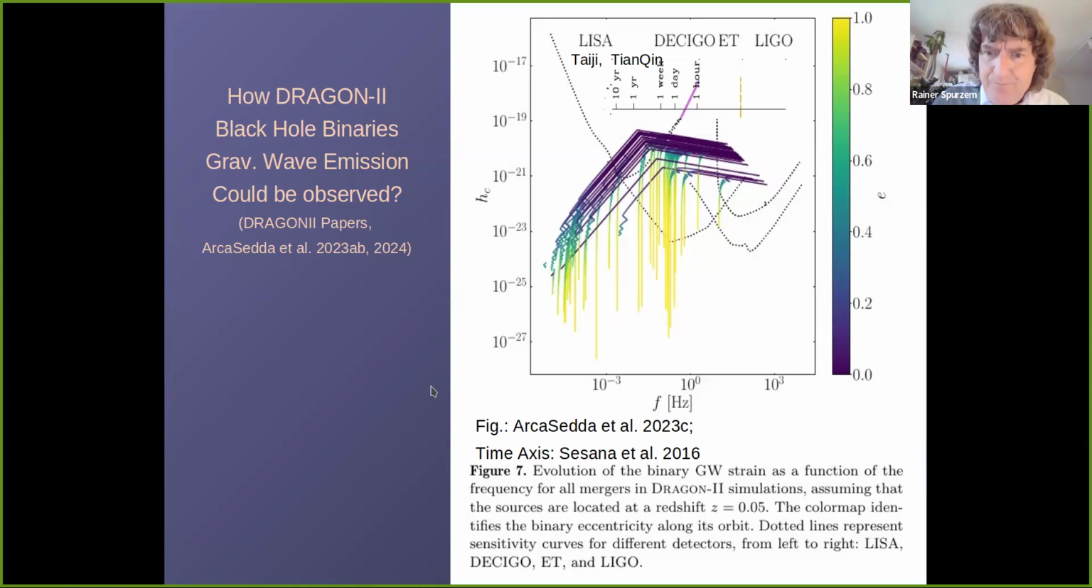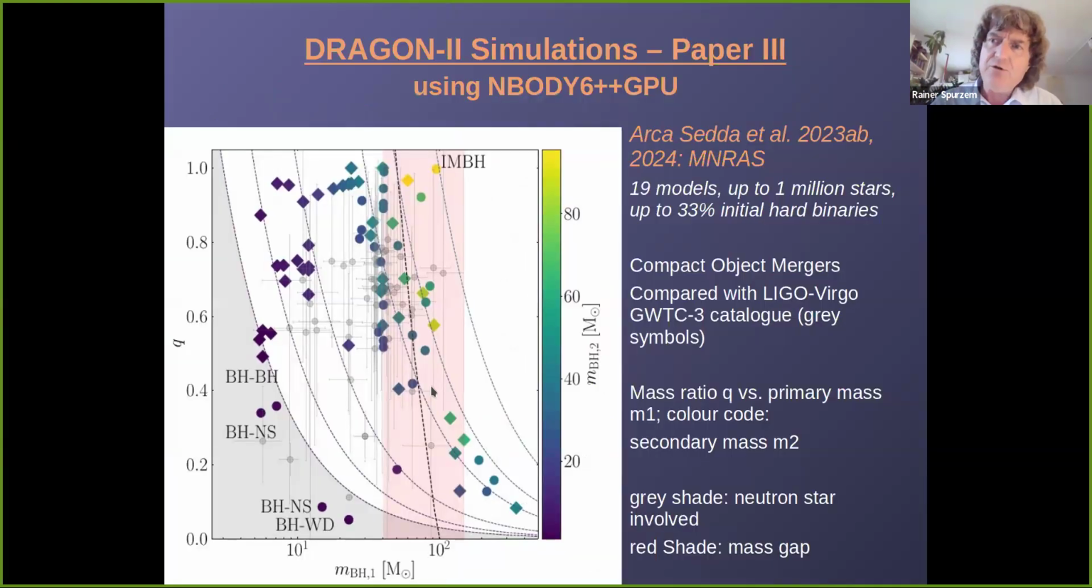And this is the most interesting result I like to show from this Dragon 2 work. That's from all our models, the different star cluster models, a plot of all the mergers in a diagram where we plot the mass ratio of the binary black hole mergers, from 1 to small mass ratio. And this is the mass of the primary on the x-axis, 10, 100. The colored points are all the mergers we get in our simulations. The red area here is what is called the forbidden zone, where isolated binary evolution has trouble getting the objects. In star clusters, we have no problem to get these objects.